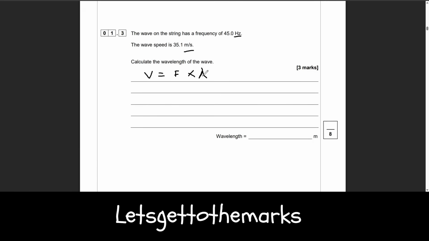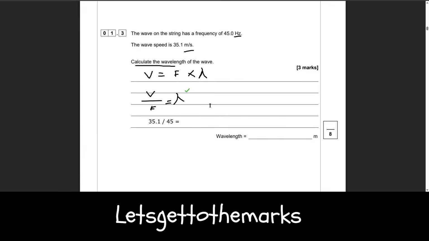Was that lambda or something? So what we need to do now is rearrange this equation to make wavelength the subject, because it says calculate the wavelength. We can do that by dividing both sides by the frequency so that we get v over f equals this, and that is going to get you your first mark for rearranging. Now it's to put the numbers in. So we're going to go 35.1 divided by 45, and that is going to give us our wavelength.